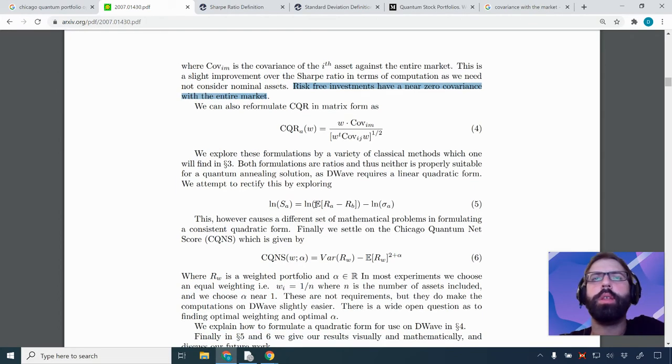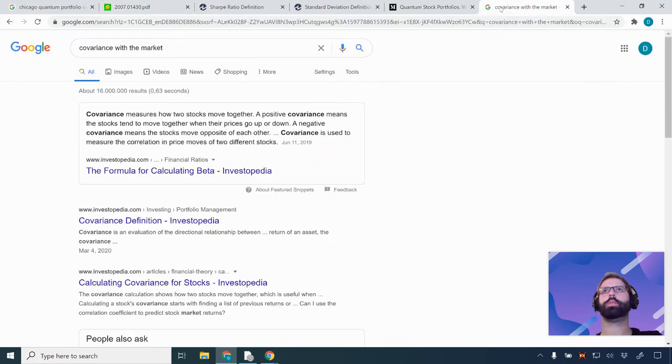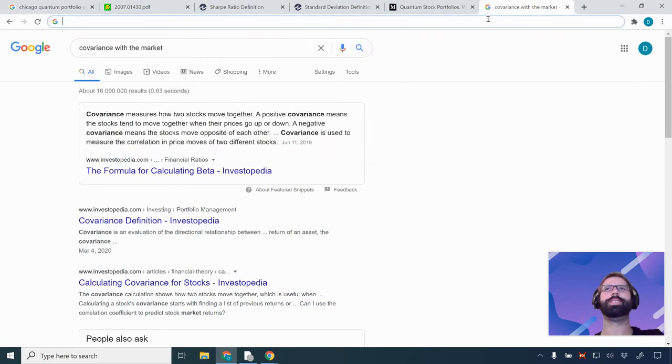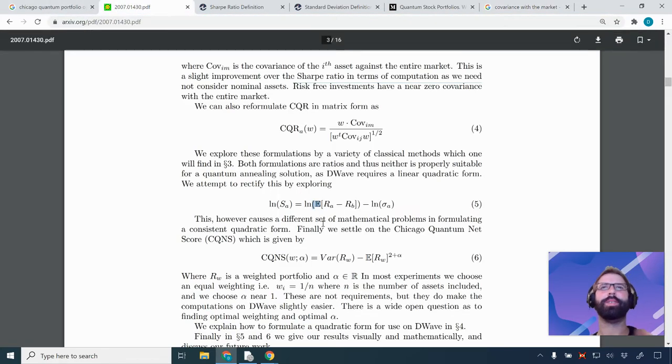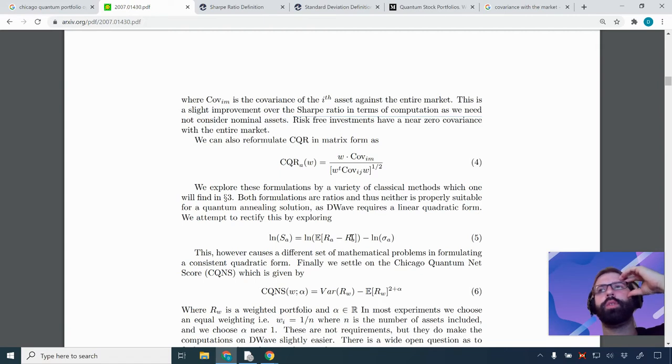What is E? What is these? The capital E. Okay. This, however, causes a different set of mathematical problems in formulating a consistent quadratic form. Finally, we settle on the Chicago quantum net score, which is given by these. Wow. Okay, that was a big step. So first they attempt to rectify this by exploring the natural logarithm.